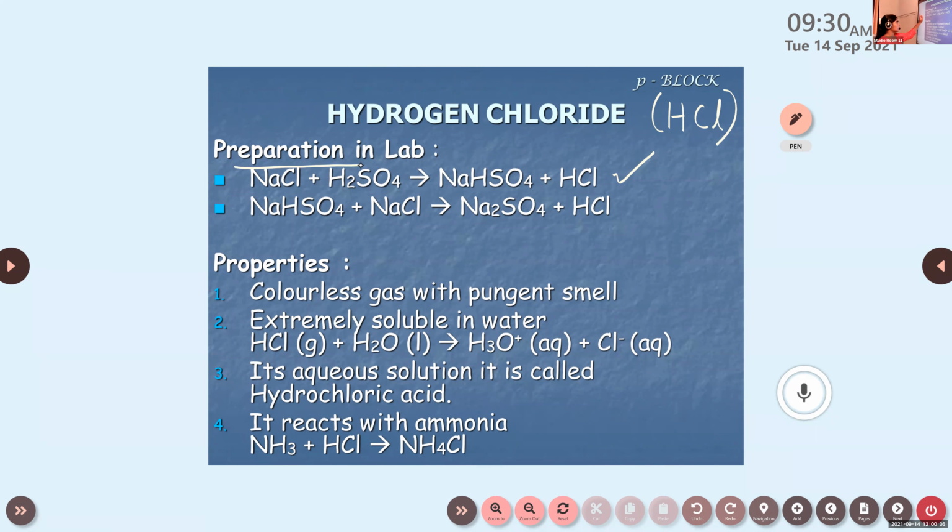First method: sodium chloride, NaCl, plus H2SO4, sulfuric acid, gives sodium hydrogen sulfate and HCl. By heating sodium chloride with sulfuric acid, hydrogen chloride will be obtained along with sodium hydrogen sulfate. Clear, children? The temperature should be maintained at 420 Kelvin.